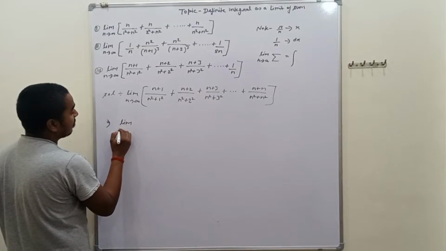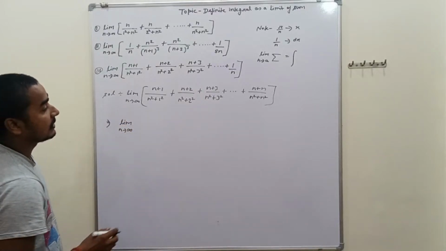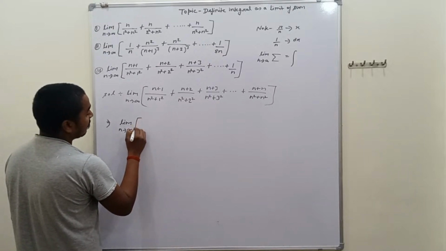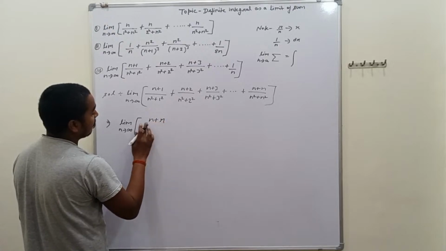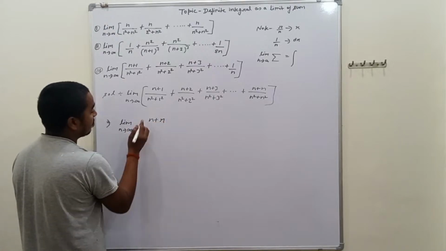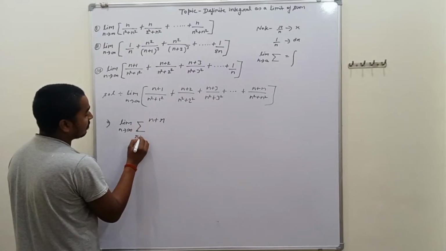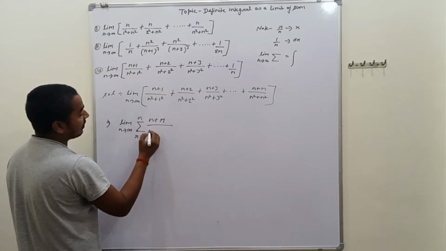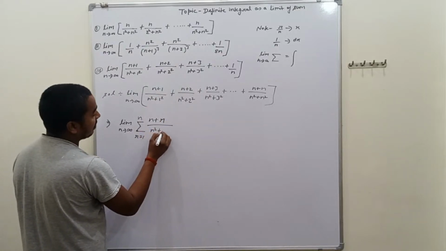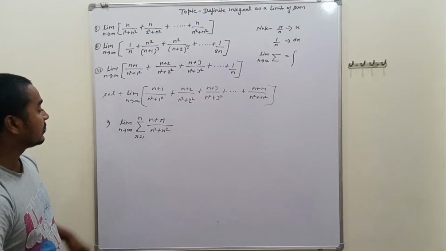Further, we have to write limit n tends to infinity in the summation form, that is limit of summation r is equal to 1 to n of (n plus r) upon (n square plus r square). This is the summation series.